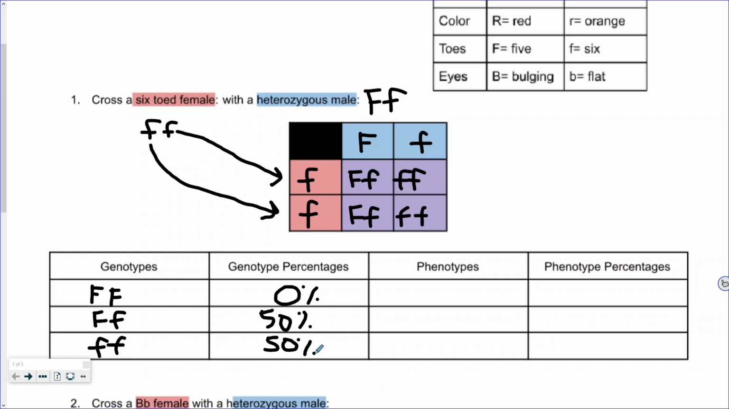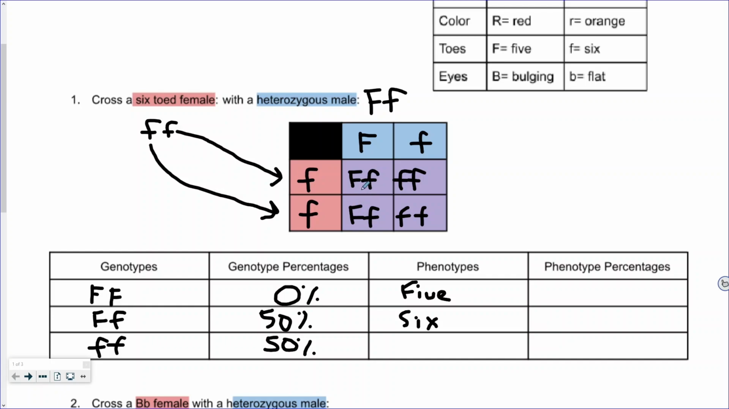The final thing is determining my phenotypes. The phenotypes are how they physically appear. So my 2 options for phenotypes are 5 toes and 6 toes. So 5 toes was my dominant trait, 6 toes is my recessive trait, and I want to know how many of these individuals in the children are 5-toed versus 6-toed. So any individual that has a capital F will have 5 toes, and the only ones that have 6 toes would be those with lowercases.